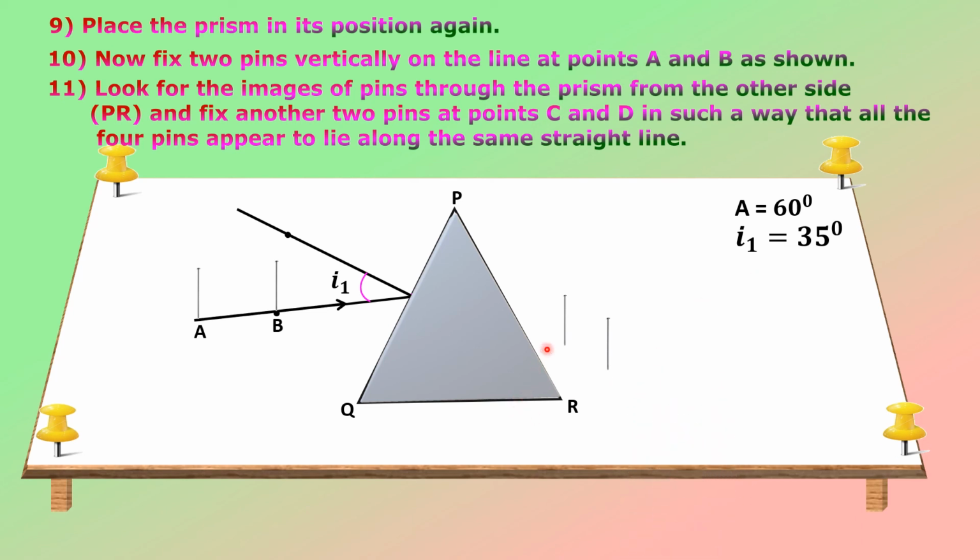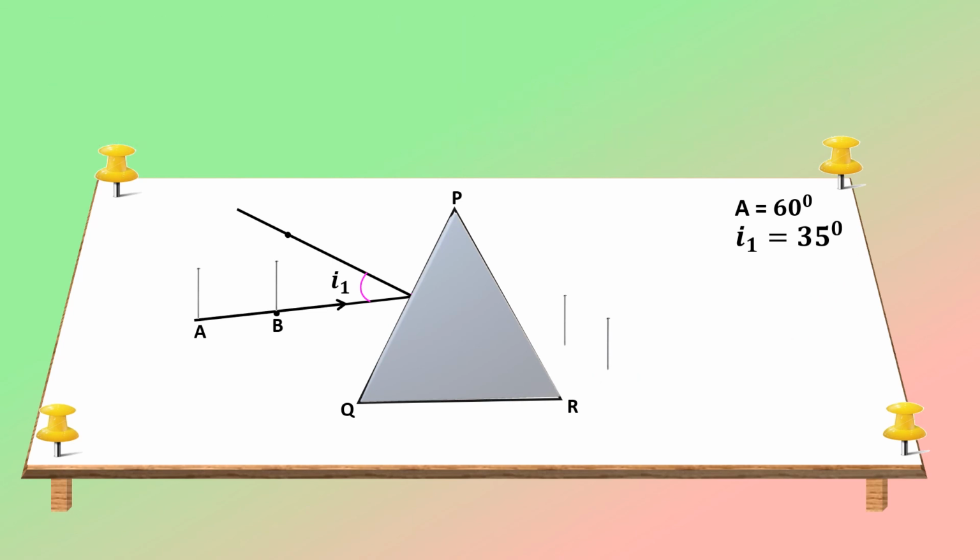That is here, C, D. Now remove the prism and take out the pins. I am going to take out the pins, and once you take out these two pins, two pinholes will be formed here, and we have to name these two pinholes as C, D.